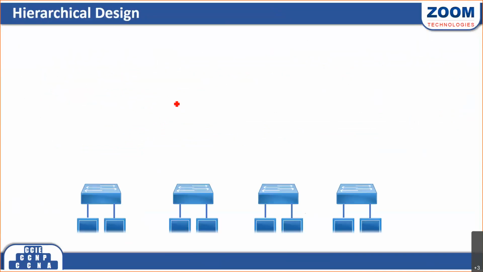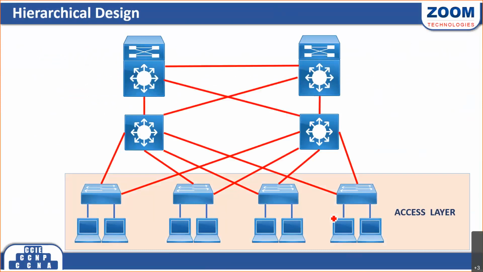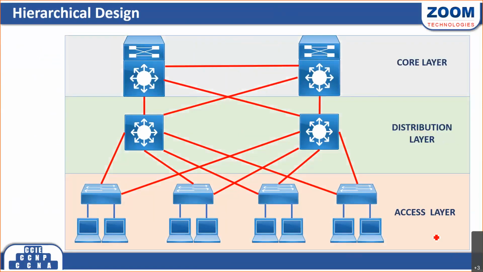In the hierarchical design, all end user devices are connected to the access layer, then to the distribution layer, then to the core layer. Access layer switches are layer 2 switches, L2, which means these switches can understand only MAC addresses. Based upon the MAC address, these devices can function. Distribution layer and core layer switches are both layer 2 and layer 3, so these devices come under layer 2 functioning and layer 3 also.